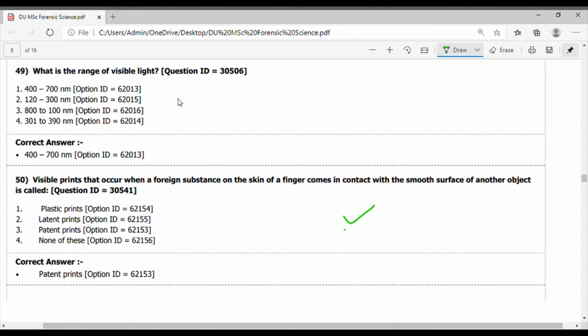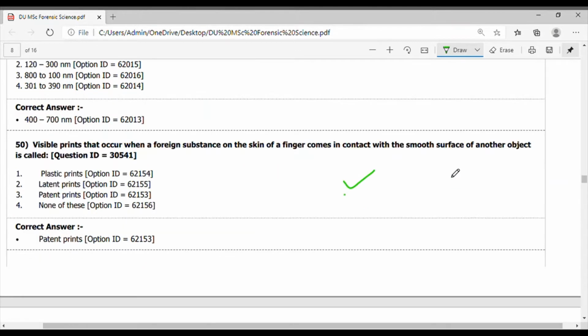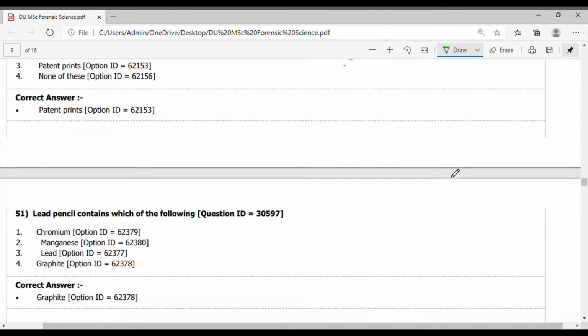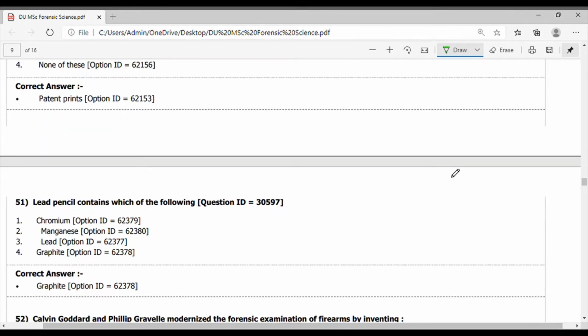In last videos, we have covered the questions till question 50. Now in this series, we will cover the remaining 50 questions. This is the DU MSc Forensic Science question paper 2018. We are discussing question 51. Question 51: the lead pencil contains which of the following?